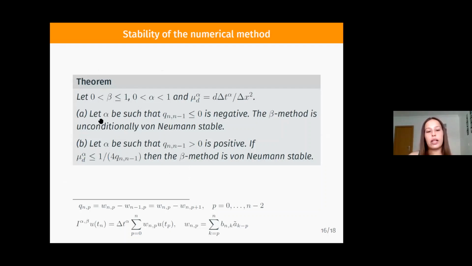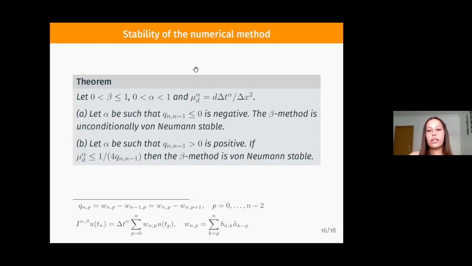So for our splines, with order between 0 and 1, for our case of diffusion, I'm almost finished. If alpha is such that this constant is negative, this constant being given by some coefficients that I showed you before, then the beta method is conditionally von Neumann stable. If alpha is such that that same coefficient is positive, we got a conditionally stable method.